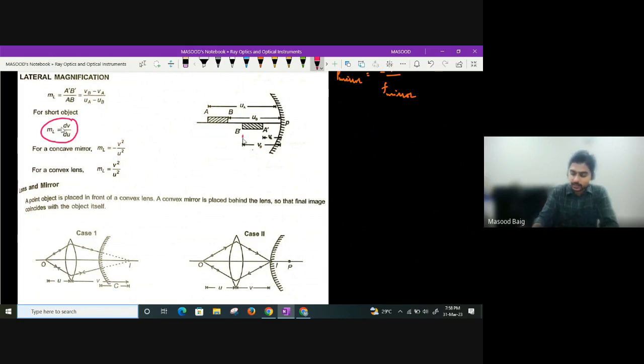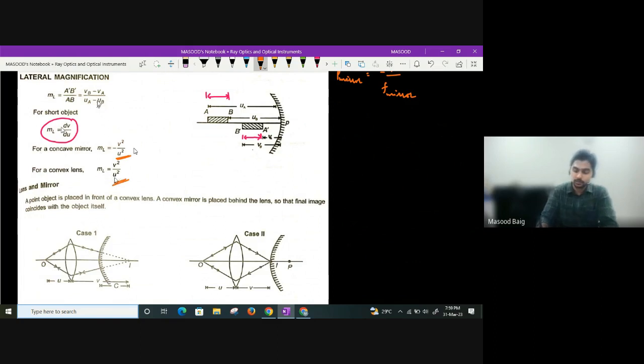So what is A'B'? If you look at this, A'B' is the length of the image, and AB happens to be the length of the object. So lateral magnification or axial magnification is given as the ratio of the length of the image to the length of the object. However, for a concave mirror, we can write the magnification as minus v square by u square. For a lens, it can be written as v square by u square, where v is the image distance and u is the object distance.